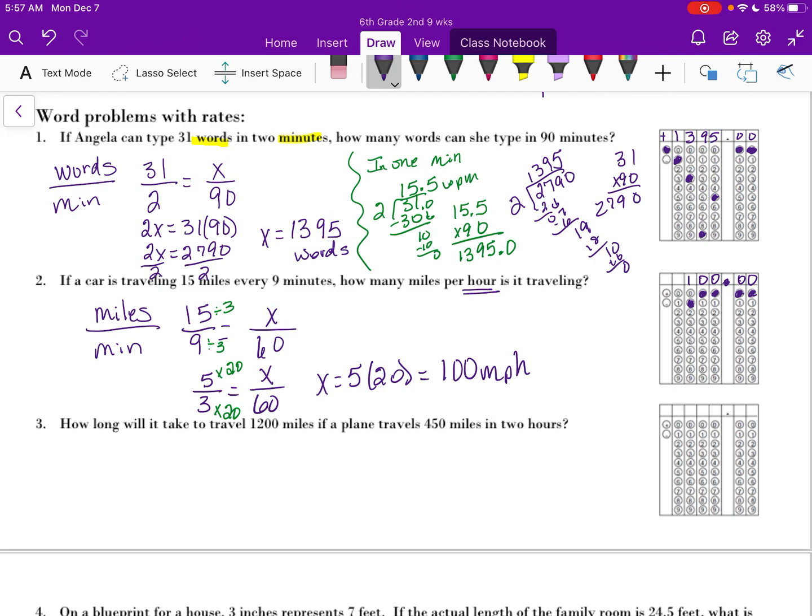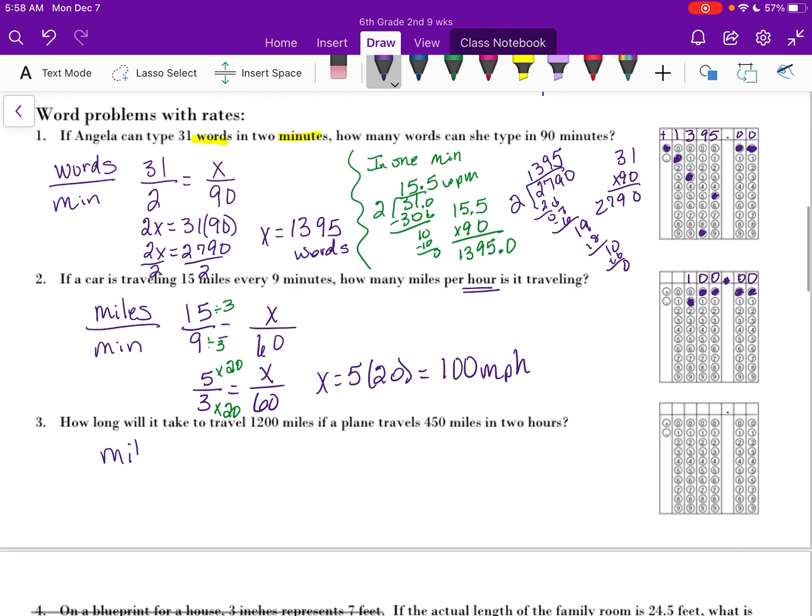Okay, so number 3 is similar to 1 and 2 as well, except this time it's not giving us the other time, it's giving us the miles. So how long would it take to travel 1,200 miles in a plane if a plane travels 450 miles in 2 hours? Okay, so this question gets a lot of kids.